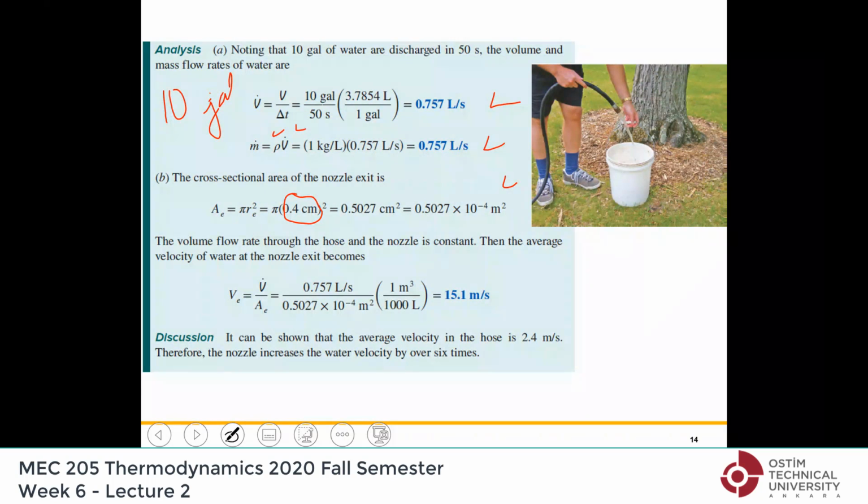Then what is the velocity? Divide volume flow rate by the cross-sectional area, you get the velocity. So the velocity at the exit is 15.1 meter per second. So this is how we use the mass flow rate, volume flow rate, velocities, whatever. So it was a simple and practical example. Any questions here?